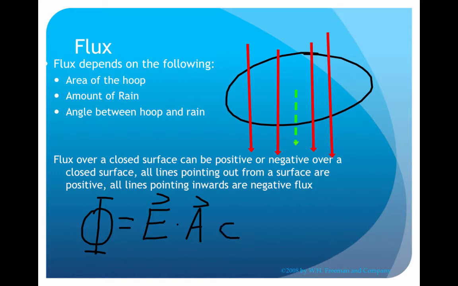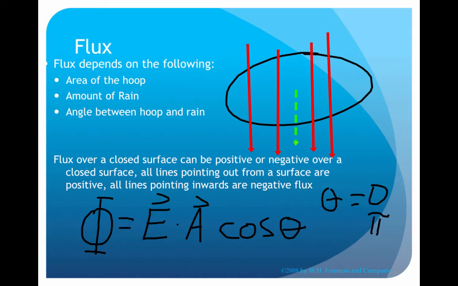So that means we have to multiply by a cosine. So that means flux is a dot product here of electric field dotted with the area, or E times A times the cosine of the angle between them. You get maximum flux when theta equals 0 or pi, minimum flux when you have your angle at 90 degrees or 270. So any perpendicular angle gives you no flux whatsoever.